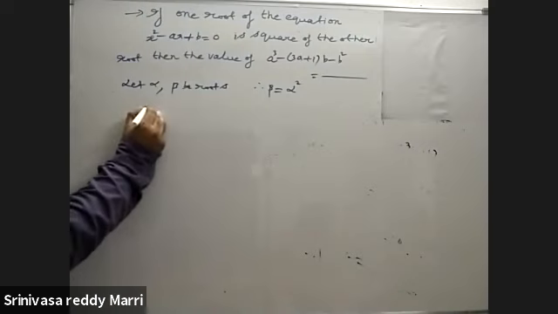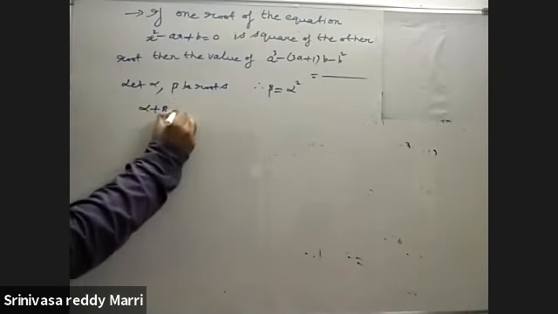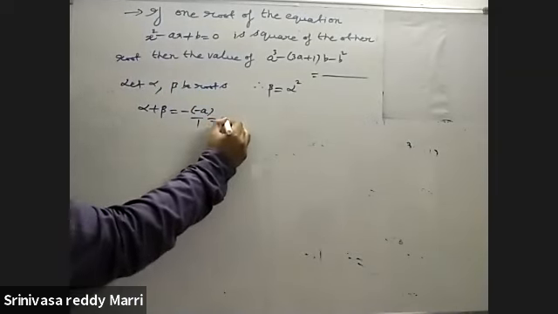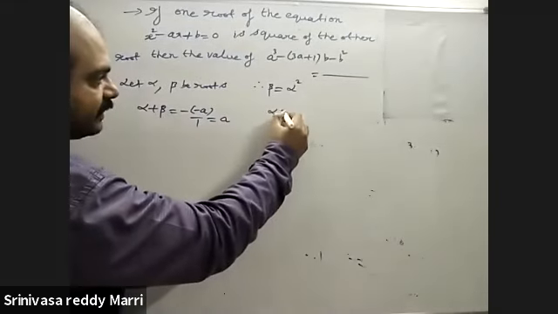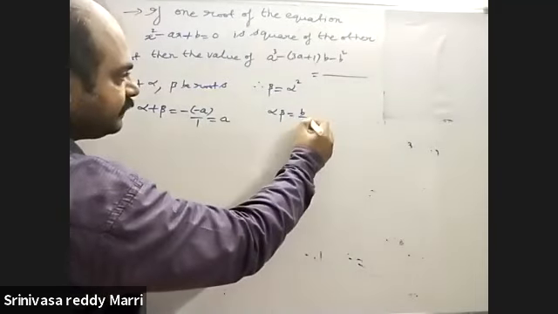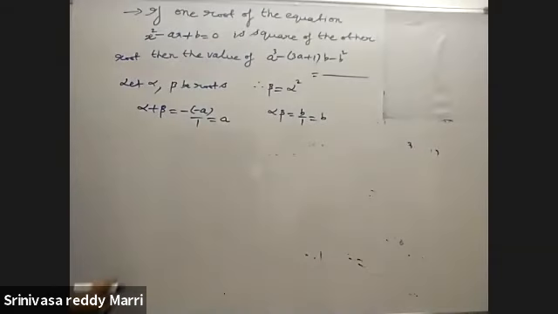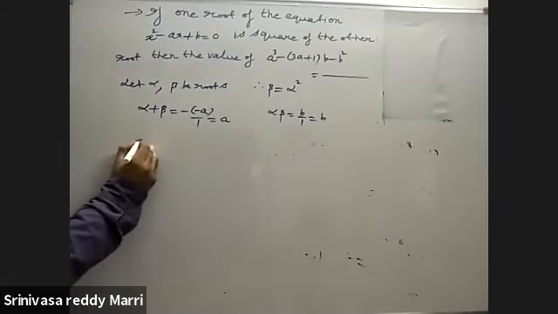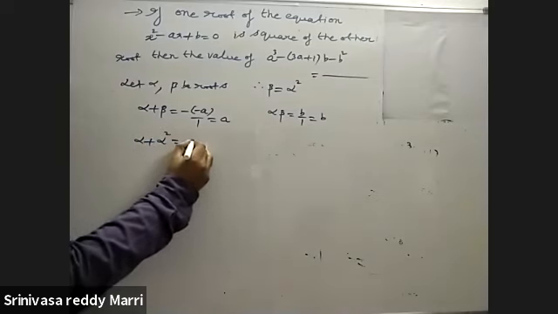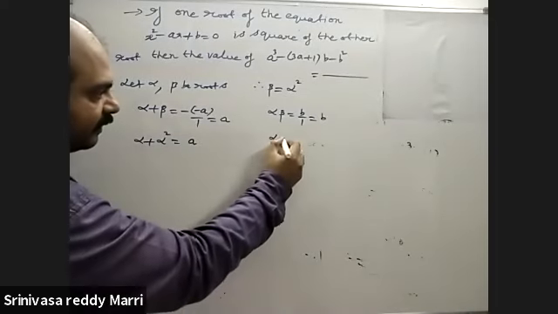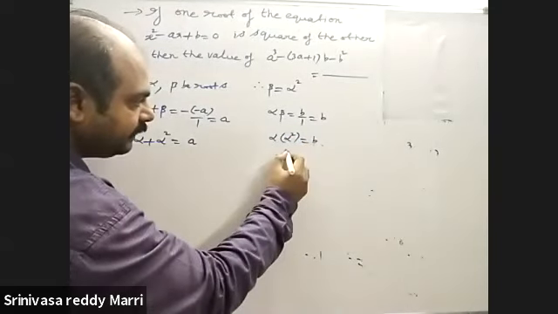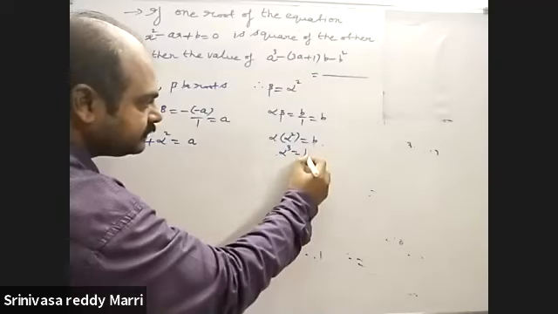Now what are the relations between the roots? Alpha plus beta equal to minus b by a, so this is a. And alpha beta, what is given? Alpha beta is nothing but c by a, that means b. Now look, beta is what? Alpha square. Alpha plus alpha square is nothing but a. Now here alpha into alpha square is nothing but b. Now this is, alpha cube is b.